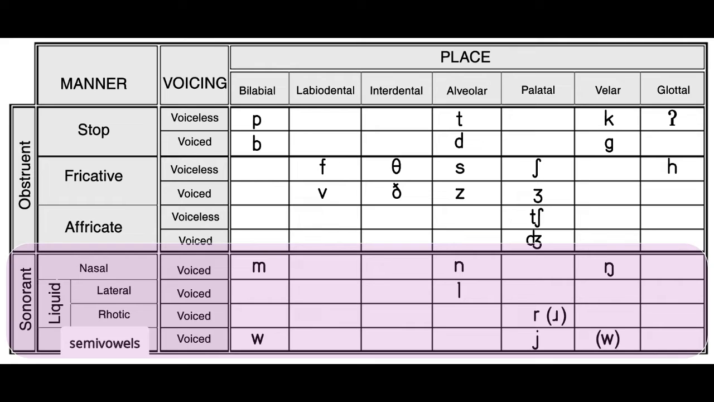Some obstruents are also voiced, which are b, d, g, v, th, z, j, and j. The rest of the obstruents are voiceless: pa, ta, ka, fa, tha, sa, sha, cha, and ha.